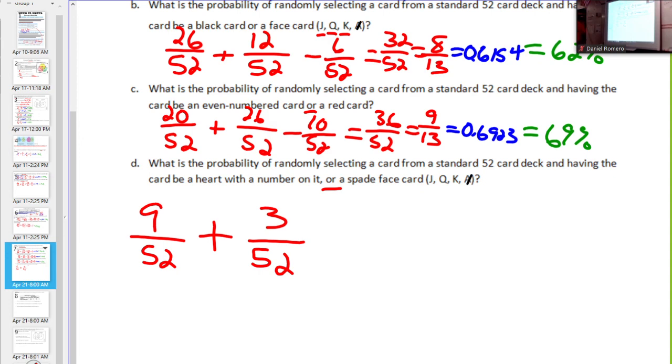Is there an intersection? Are there any spade face cards that also have a heart and a number on it? No way, Jose. There's not even any spade hearts. There's no numbers and faces. There is absolutely no intersection here. So all I gotta do is add.